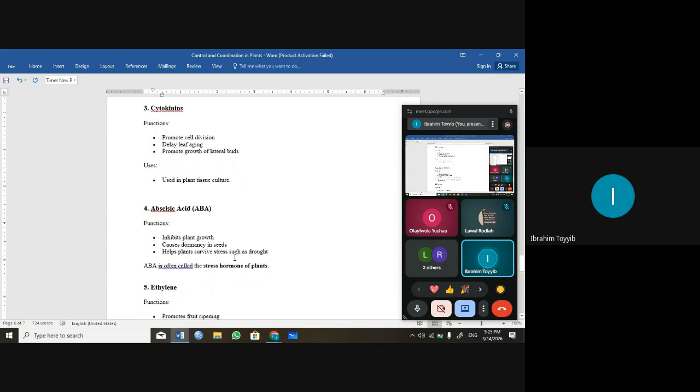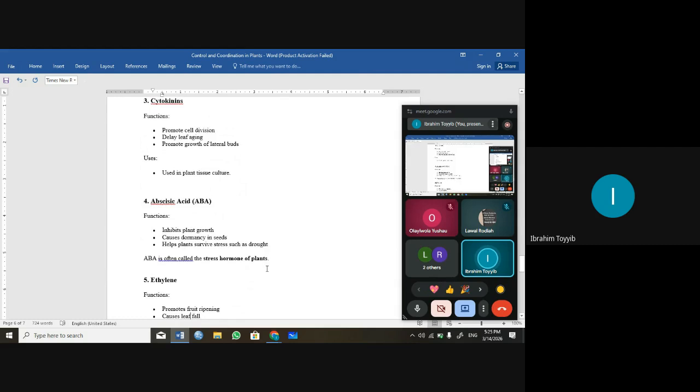You have abscisic acid, which is known as ABA. It inhibits plant growth. It causes dormancy in seeds. It helps plants survive stress such as drought. So ABA is often called the stress hormone of plants.